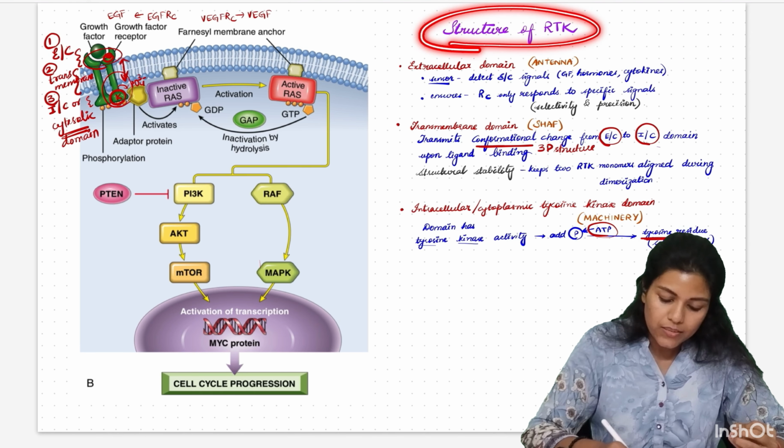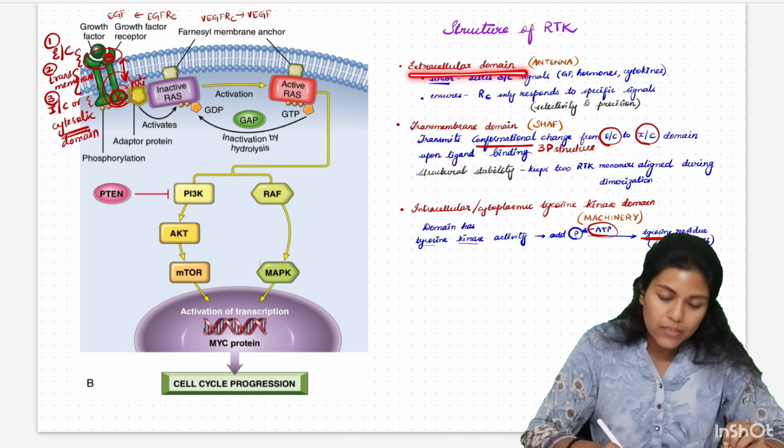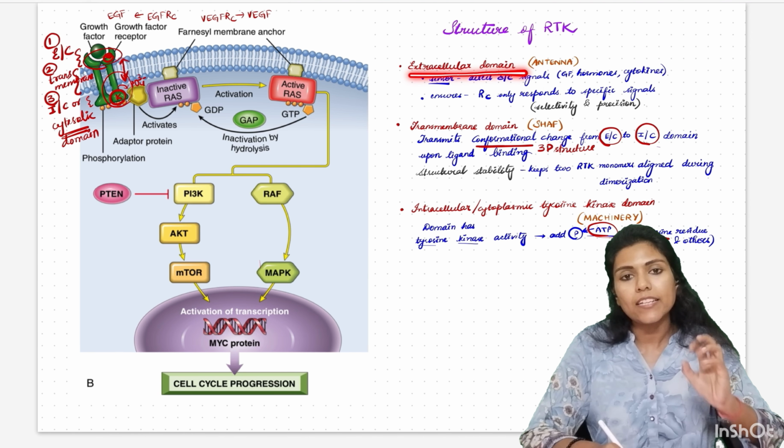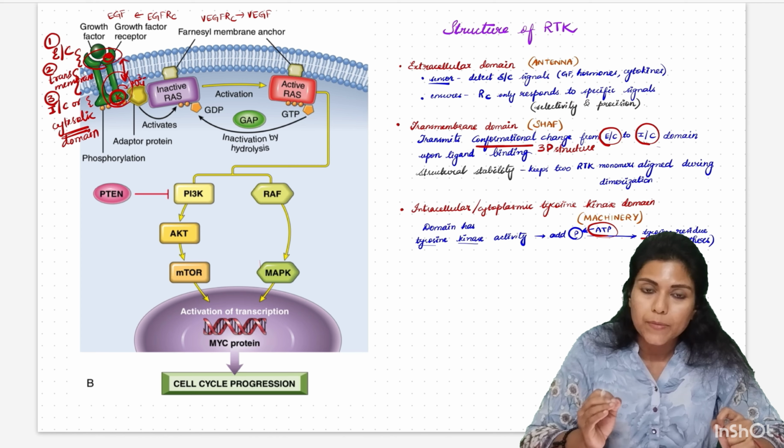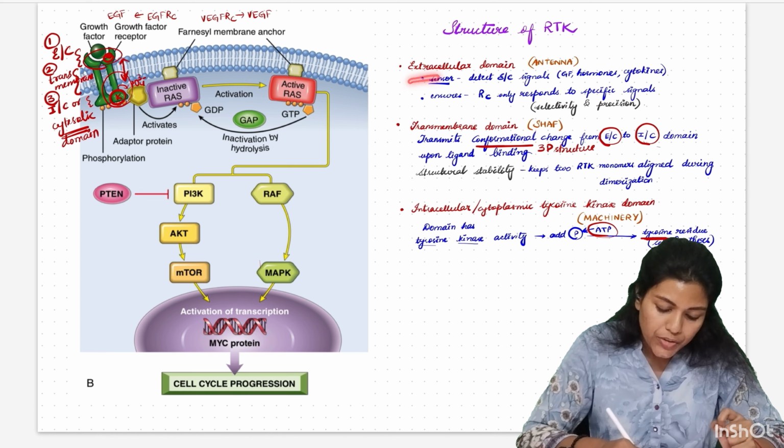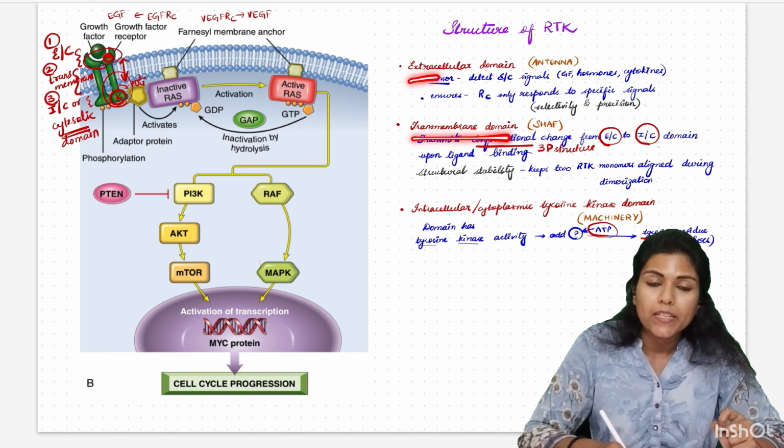So the structure of the receptor tyrosine kinase: the extracellular domain acts like an antenna, that means it will receive the signal and respond to it. It will make sure that it responds only to its specific signals. Specificity of the receptors is brought about by the extracellular domain. The transmembrane domain will transmit the conformational change, transmitting the signal from extracellular to intracellular domain, and also gives structural stability during dimerization. The intracellular part is the main engine or machinery containing kinase.